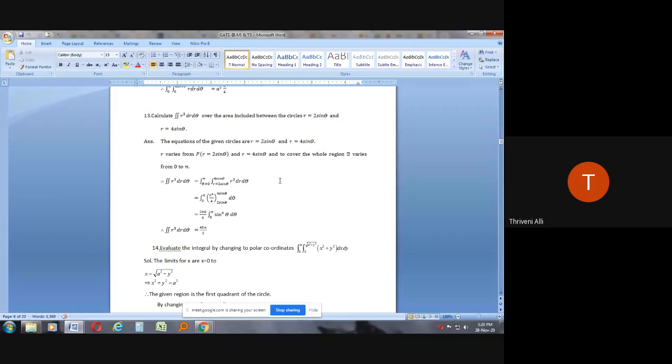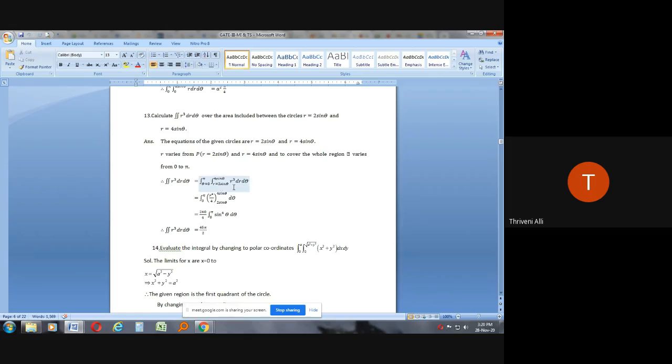So obviously r equal to 2 sin theta is the lower curve. For r equal to 2 sin theta to 4 sin theta, the region between the points of intersection lies between 2 sin theta and 4 sin theta. So we take r equal to 2 sin theta as the lower limit and r equal to 4 sin theta as the upper limit.